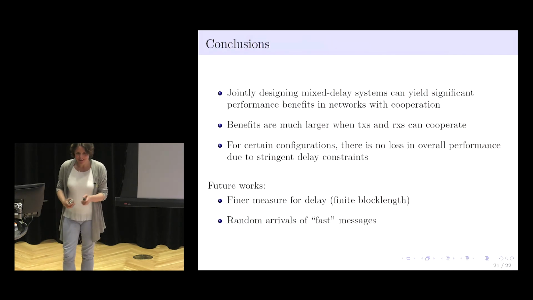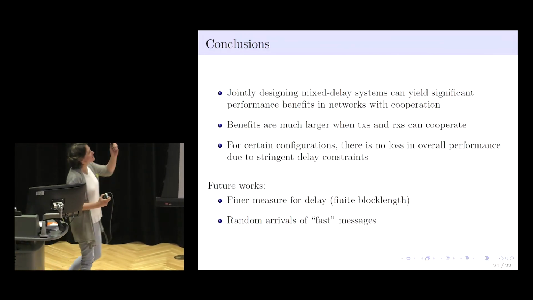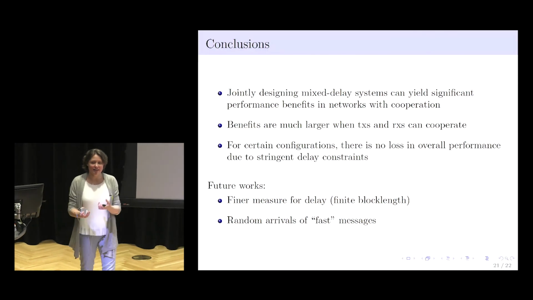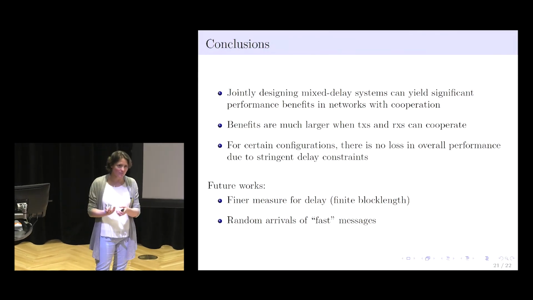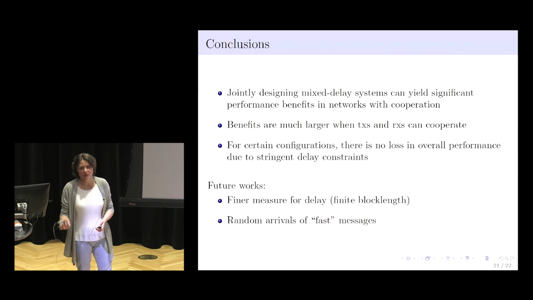So this brings me to the conclusion. Basically, I showed that by jointly designing the encoding of these mixed delay traffics, we could get some benefits. Of course, for future work, we could make finer measurements of the delay, because now it was just in terms of hops. This will bring us maybe to a finer block length regime, or we could also think about more stochastic arrival processes. And with this I conclude.